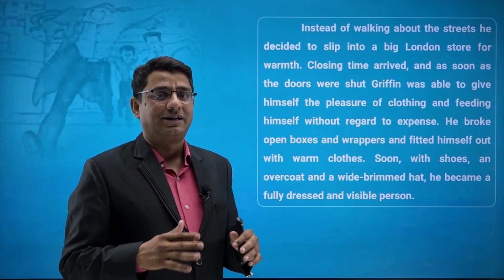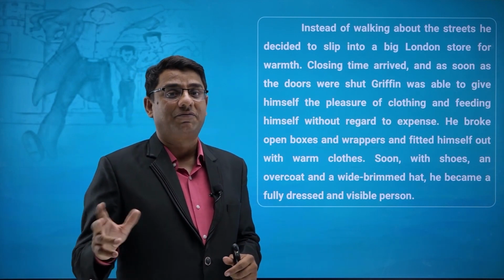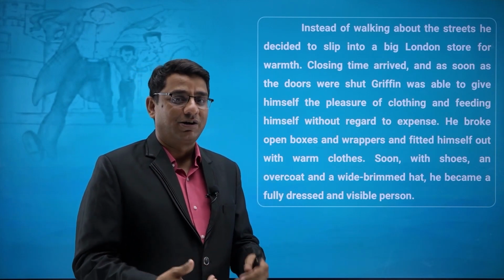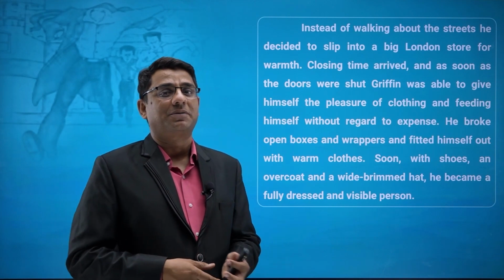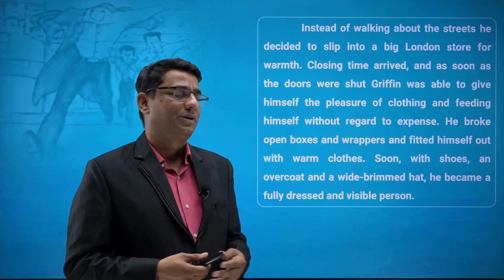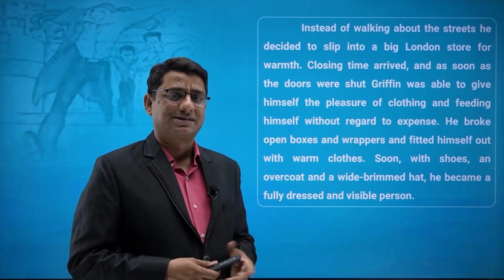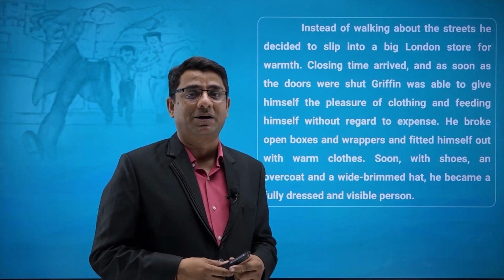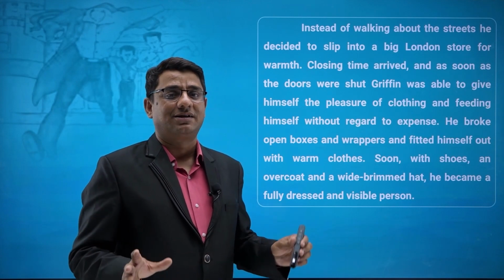So after the entire department of that store has gone, Griffin can start up his things. He can wear clothes, he can warm himself up, he can have some edibles also, because in the departmental stores all edibles and everything, even clothes, are easily available. So he thought it is a good idea that he should go to a London departmental store. There he can have food as well as other things.